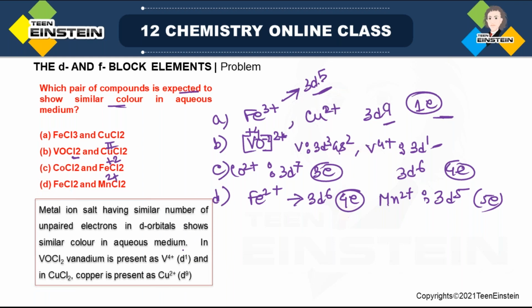So metals and salts having a similar number of unpaired electrons in d orbitals show similar color in aqueous medium, and that is why this vanadium 4 plus is d1, copper 2 plus is d9, but unpaired electron 1. So that is why the correct option will be option B. Okay, any doubt? So this is 3d1 configuration and 3d9 configuration, both are shown here. You can understand that only one unpaired electron is there.